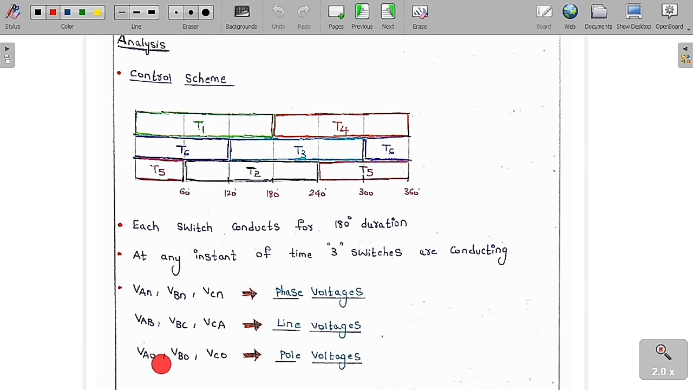Whereas the pole voltages VA0, VB0 and VC0 are called the pole voltages. The phase voltages are the line-to-neutral voltages, which are VAN, VBN and VCN. Whereas the line voltages are VAB, VBC and VCA. Whereas the pole voltages are VA0, VB0 and VC0. So 0 is the point in between the two DC sources. So these are called the pole voltages.